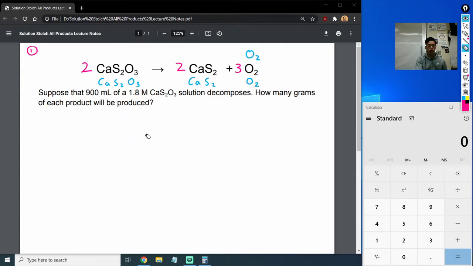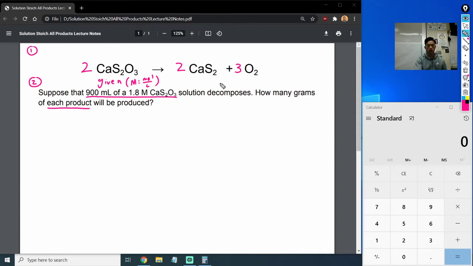Now step two is we're going to figure out what is our given and what is our end. And so let's read the problem. It's asking us, suppose that 900 milliliters of a 1.8 molarity CaS2O3 solution decomposes. Okay, so we have all this information about this compound right here, CaS2O3, which means this is going to be our given. And since we're talking about molarity, that means we're going to be using the molarity formula. So capital M equals moles over liters. And the question is asking us how many grams of each product will be produced.